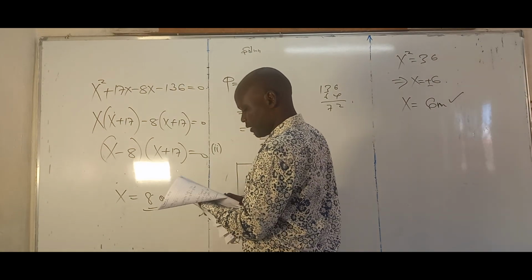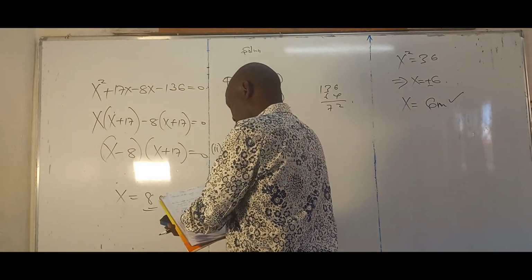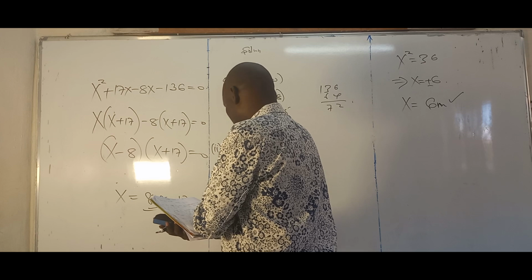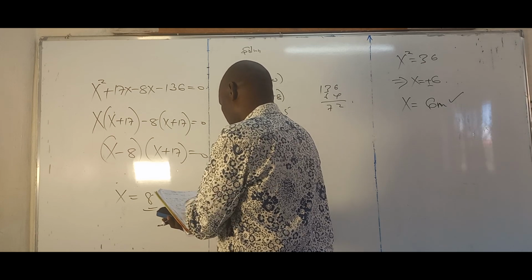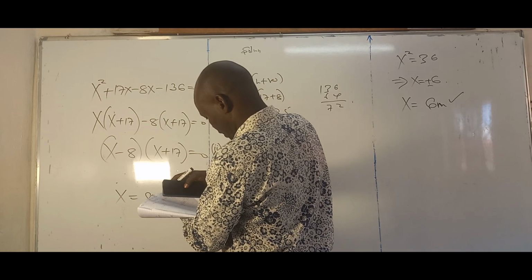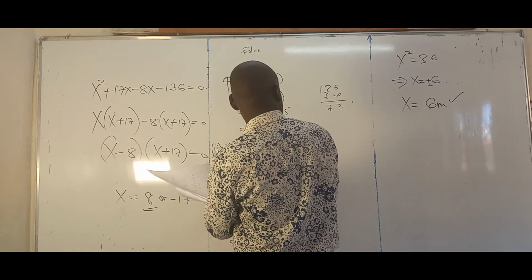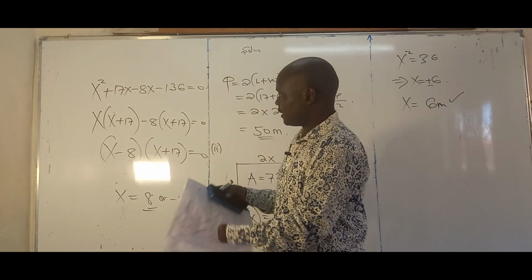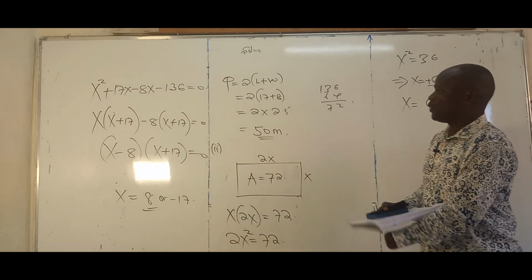X is 6 meters. So if x is 6 meters, what determines the width? Determine the width of the carpet. Yes, the width is 6 meters. So that is the answer.